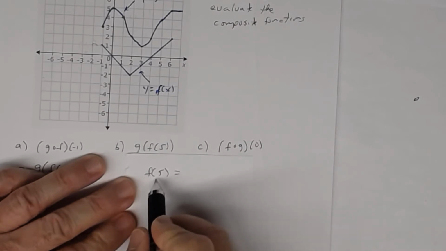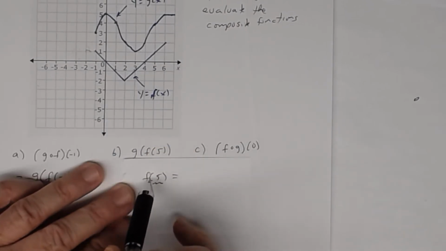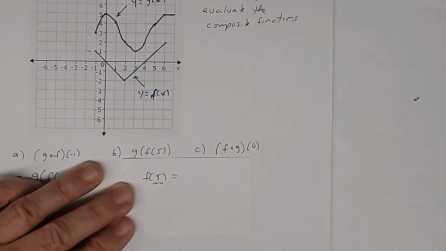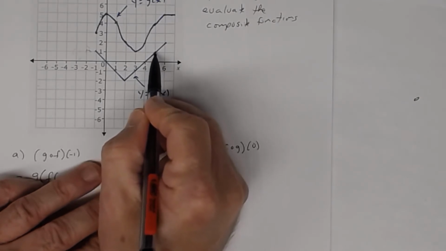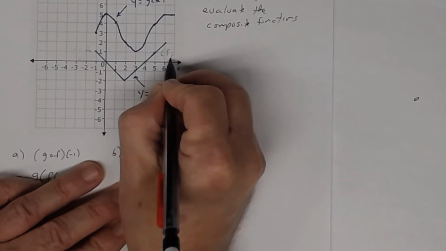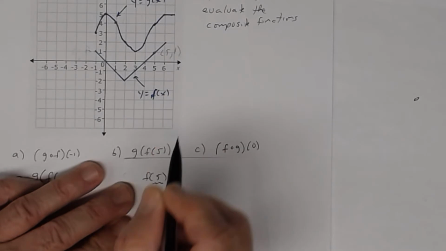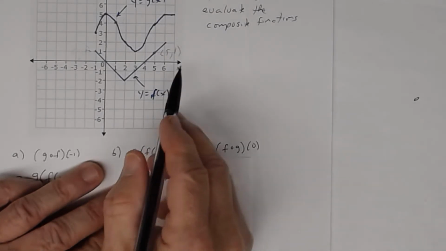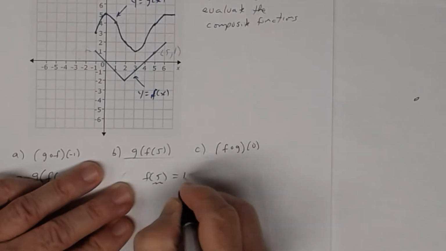So f of 5 means when x is 5, and you got to go to your function f. So that's this one right here. Okay, when x is 5, what's that y value? So locate on the x-axis where x is 5, and the point corresponding to that is right here. So label those points, label them. So that's 5, 1. So when x is 5, my y value is 1. So therefore, f of 5 should be what? When x is 5, what's the y value? It is 1. So f of 5 is 1.